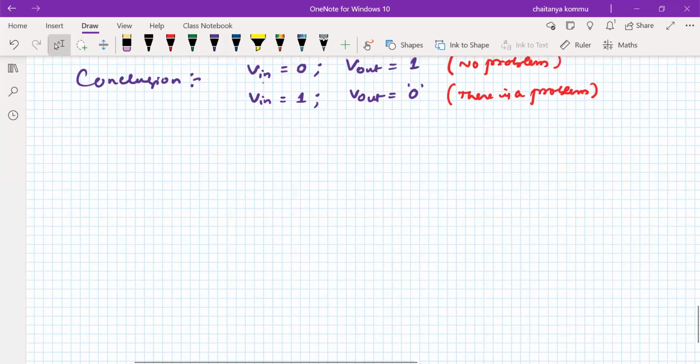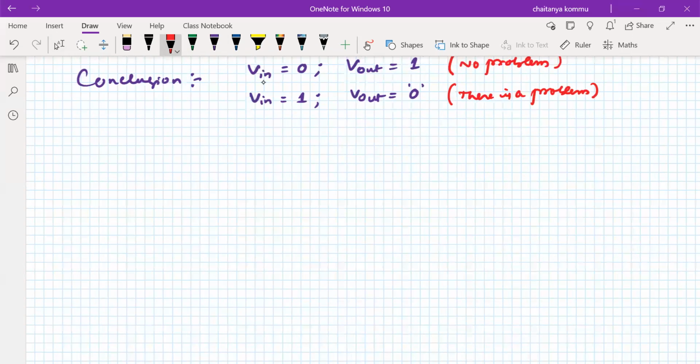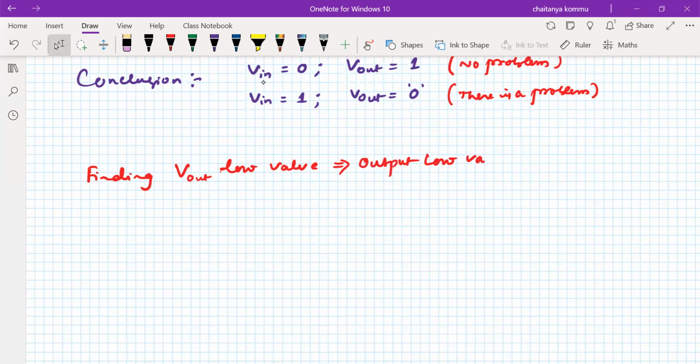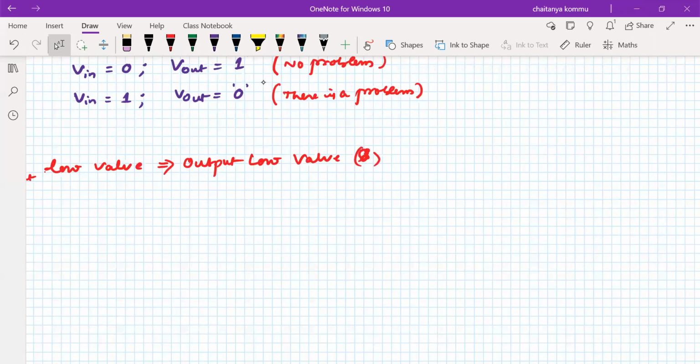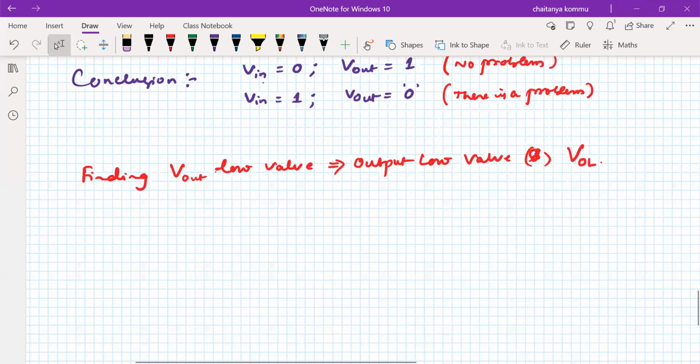Finding Vout low value. People will call it output low value. In the literature you can find VOL, output low value. How do we do this one?